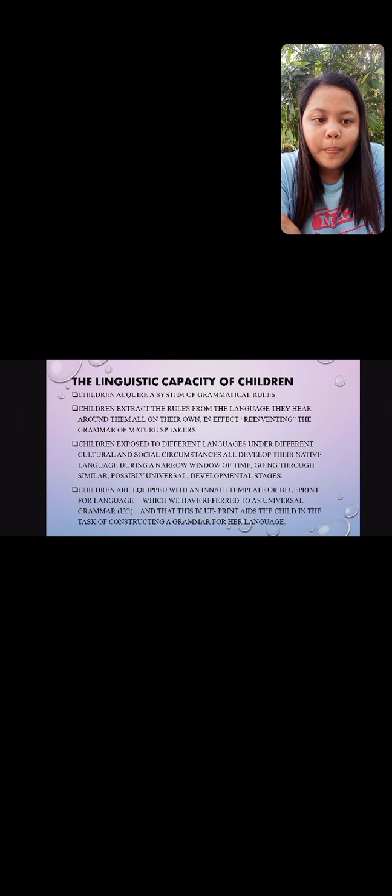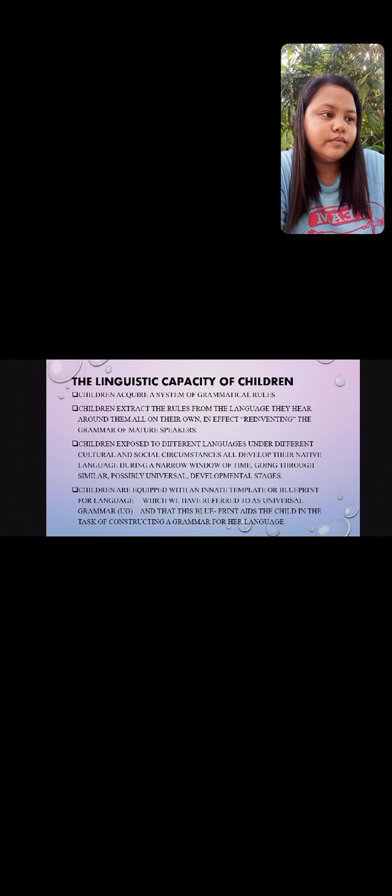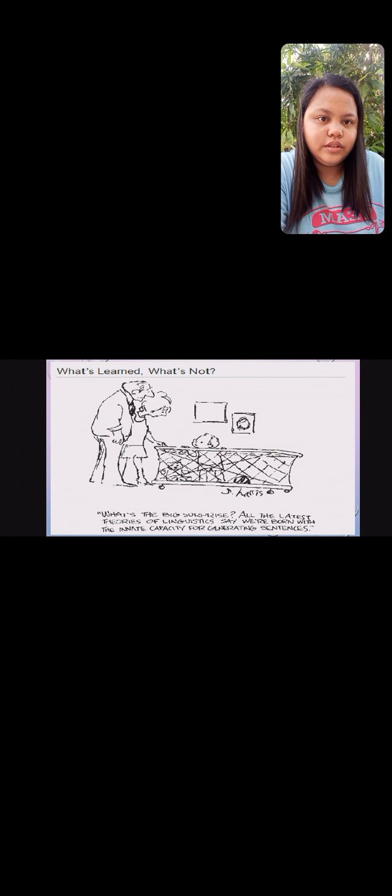Children are equipped with an innate template or blueprint for language, which we have referred to as universal grammar, and this blueprint aids the child in the task of constructing a grammar of her language. Based on what you can see in the picture on the screen, there is a theory of Chomsky that each of us has a little black box, which he believes starts functioning when we are still infants. By the time we are 5 or 6, that device has enabled us to vacuum from our immediate environment a native language based on universal grammar.